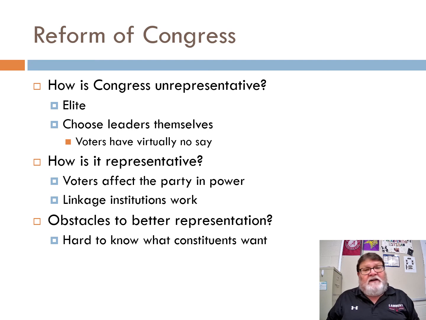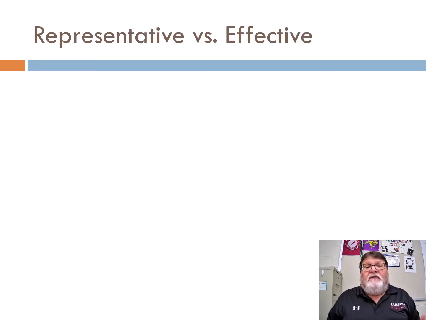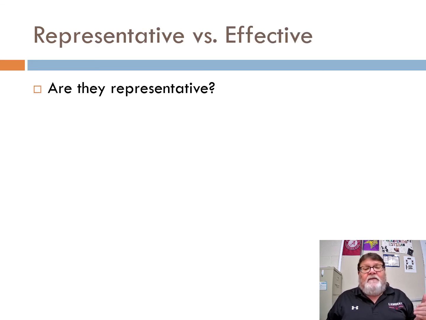Are there obstacles to better representation? Yes. Number one, it's hard to know what constituents want. Polling is expensive, and they don't poll. You're not going to get our guy, Rob Woodall, for District 7, to poll District 7 to see how things are. It's just too expensive, it's unwieldy, and there's just no time. So it's hard to know what constituents want. Casework can take a lot of time and effort. The work that they do on behalf of constituents can take away from representation issues.